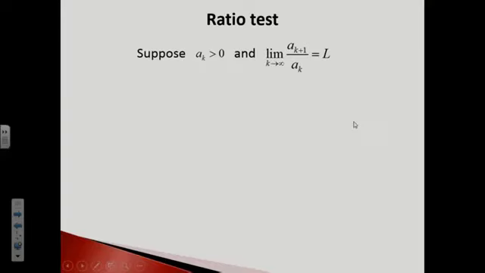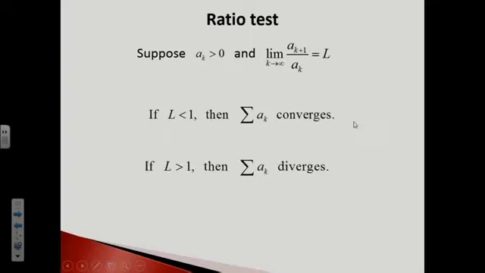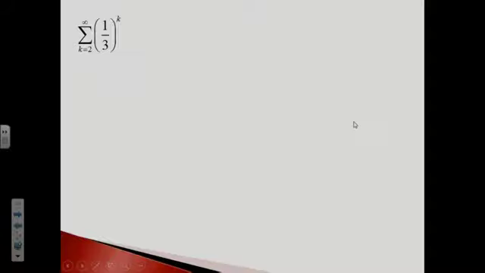Ratio test. Given the series sigma ak with ak positive, and the limit of ak plus 1 divided by ak is L when k becomes large, the ratio test states the following. If L is less than 1, then sigma ak converges. If L is greater than 1, then sigma ak diverges. If L is 1, then the test is inconclusive. It means that you have to try another test. We take an example.